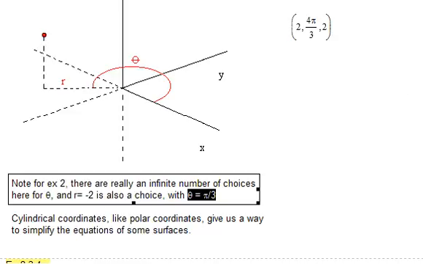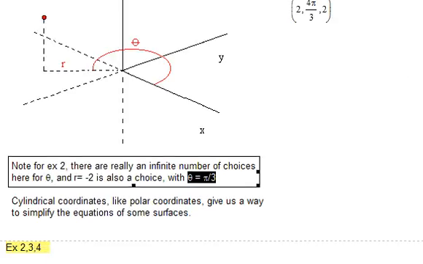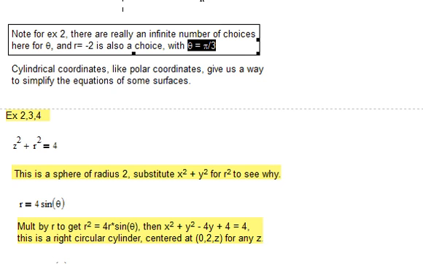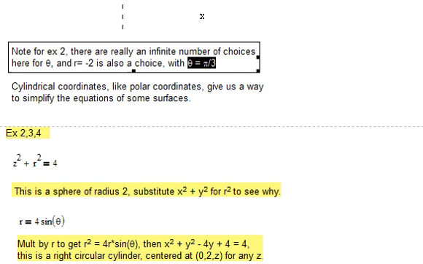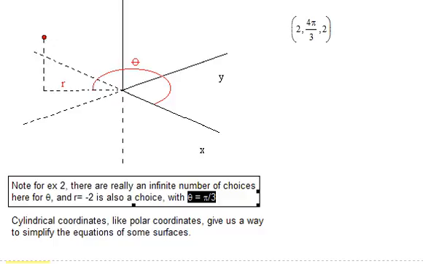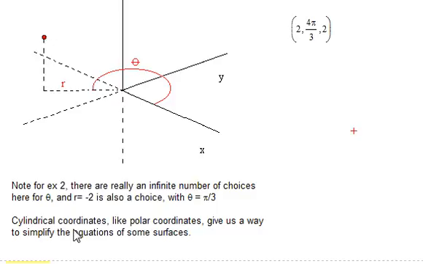Okay. So remember, cylindrical coordinates, like polar, give us a way to simplify some surfaces. It simplifies the equations of some things. But in cylindrical, we have an infinite number of ways of notating the same point.